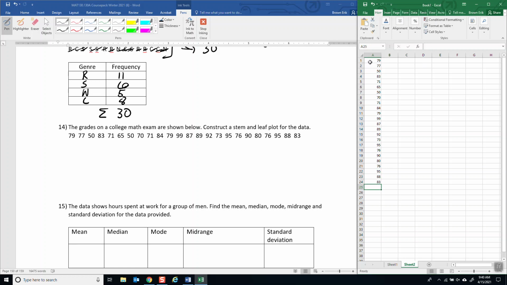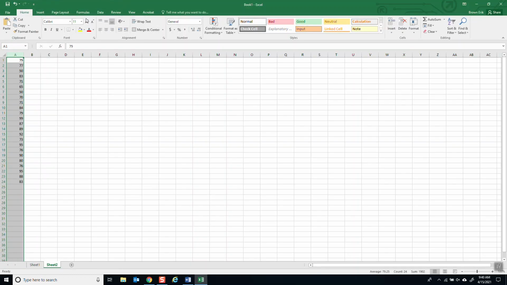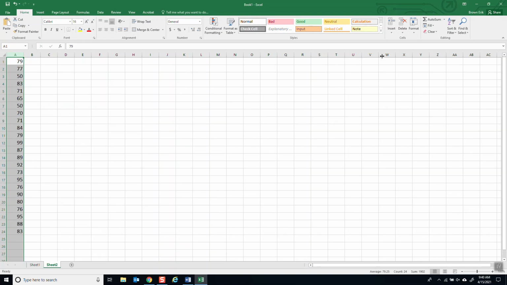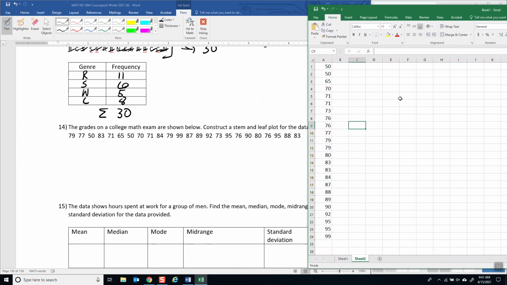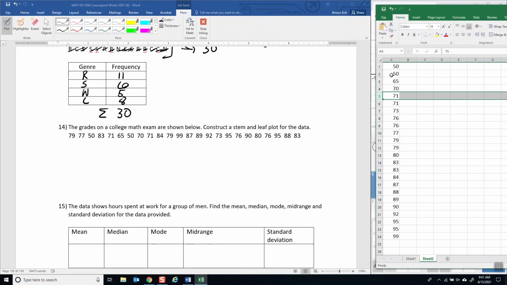We'll see. Okay, so in Excel, let me make this a little bigger so we can see what's going on. And then I'm just going to sort. So I'm in the menu up here, sort from smallest to largest. And then this is where we'll create our stem and leaf plot from. Now, when you look at this, our numbers range from 50 to 99. So I'm just going to do 50, 60, 70, 80, 90 for my stems.